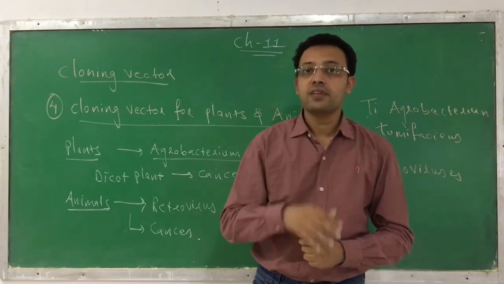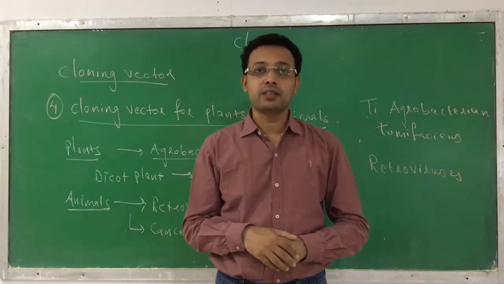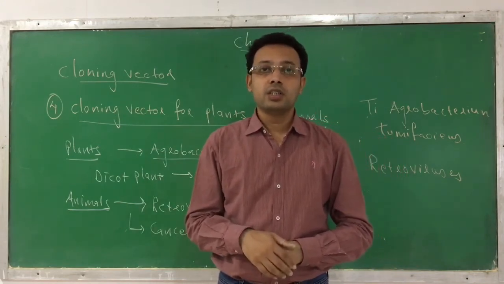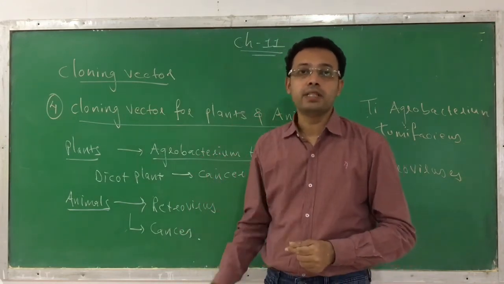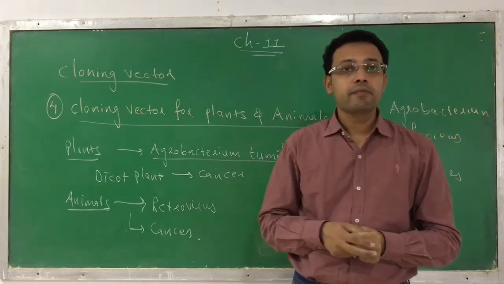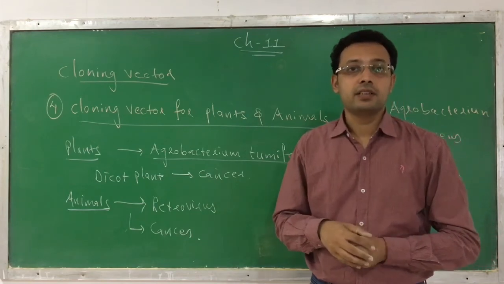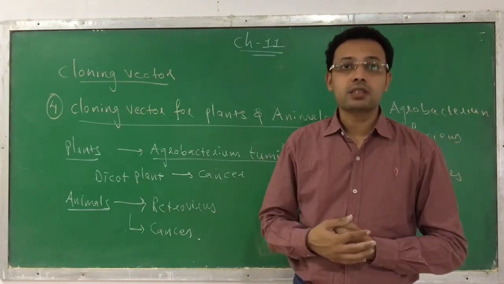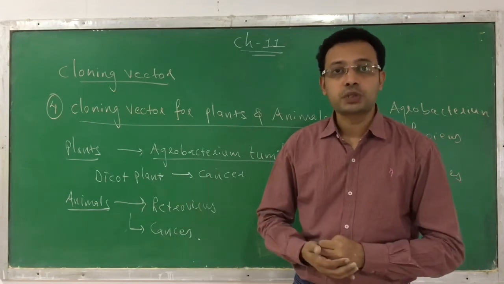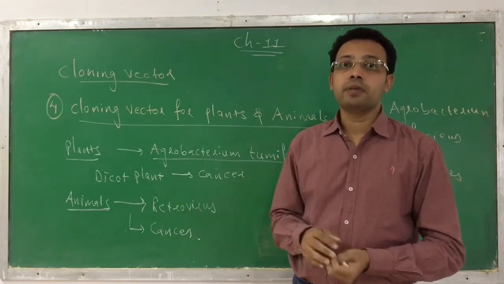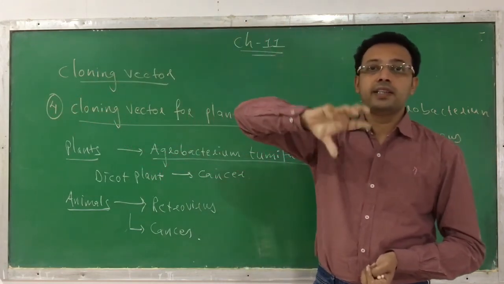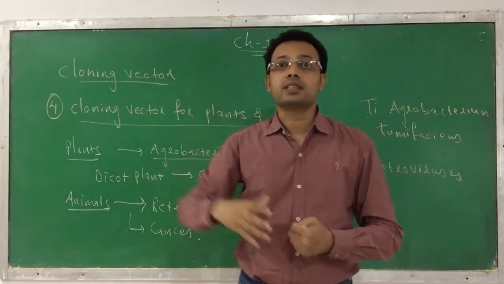So these are the features required of the cloning vector, which is the second requirement of genetic engineering. Till now we have discussed two requirements: the restriction enzyme responsible for cutting the DNA, and the cloning vector, which is required to make copies. It is required to select the transformant over the non-transformant, and it is also used as a delivery process, so the recombinant DNA is transferred to another cell.